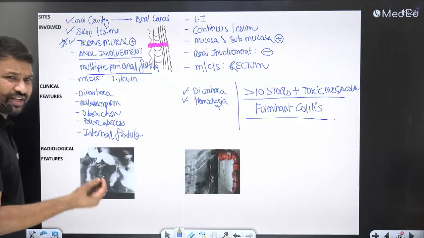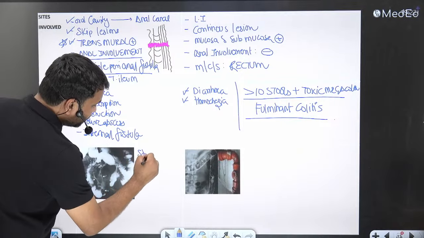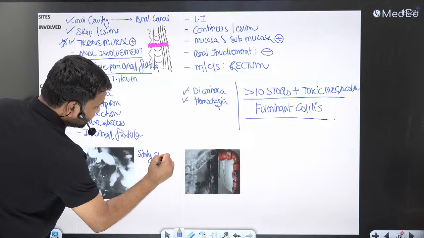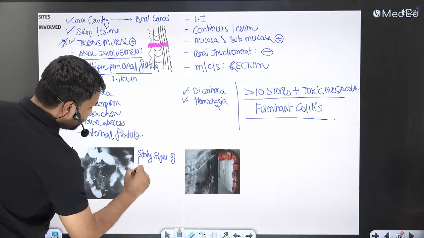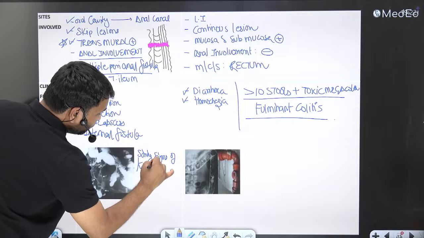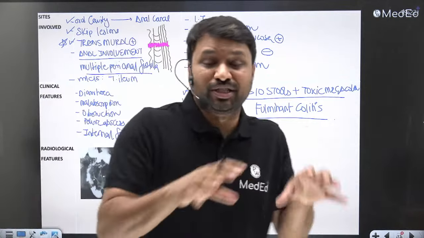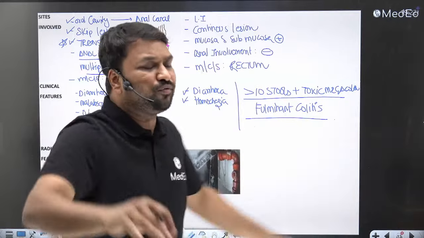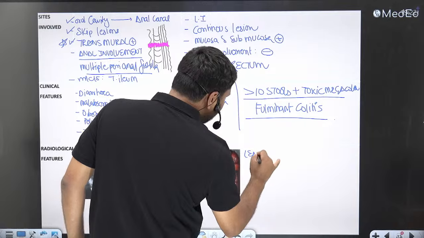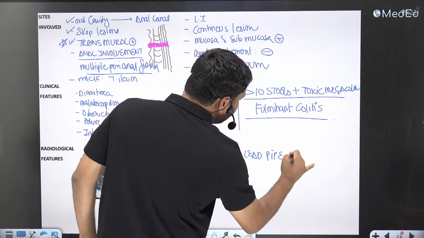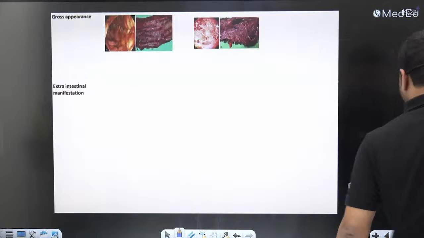Now, what is the characteristic feature radiologically? I hope you are able to see these structured sites here. These are what we call the string sign of Kantor. Whereas in ulcerative colitis, because there's a loss of haustration, the colonic haustrations are flattened out. Why? Because of involvement of mucosa, the mucosa is atrophied. Hence, this is what we call the lead pipe appearance. So lead pipe appearance is seen in ulcerative colitis.